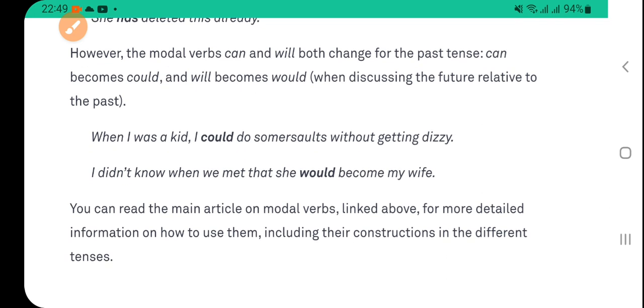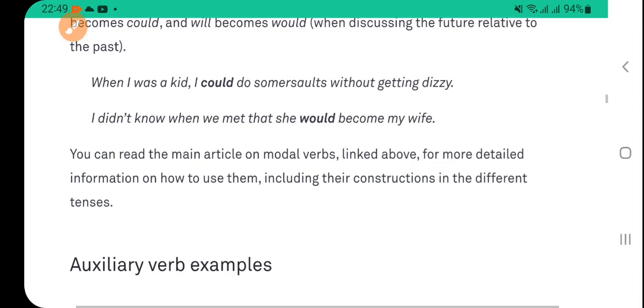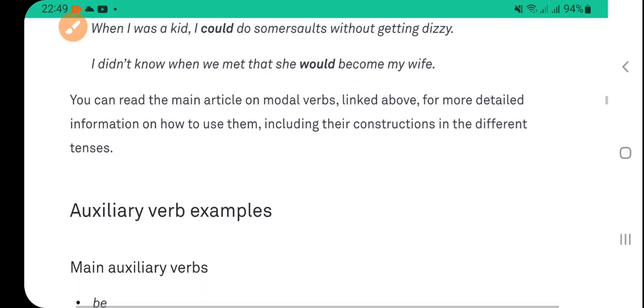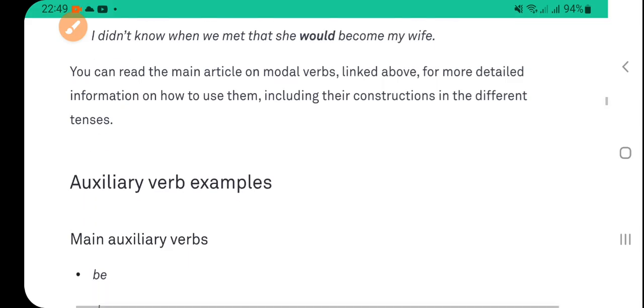However, the modal verbs can and will both change for the past tense. Can becomes could and will becomes would when discussing the future related to the past. When I was a kid, I could do somersaults without getting dizzy, and I didn't know when we met that she would become my wife. So you can read the main article.